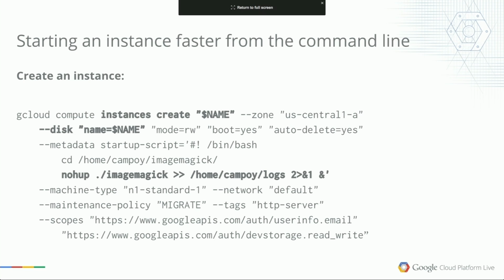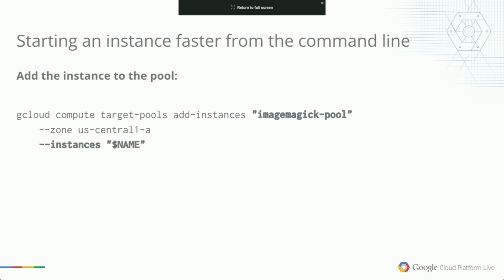That's very easy. And basically what I'm doing, the important part is that I also have a startup script. And the startup script, what it's doing is actually starting my server. So now when my instance starts, the first thing it will do, it will start running my server, which is exactly what we want. And then the last part is, OK, so now that the instance is up, add it to the image magic pool.